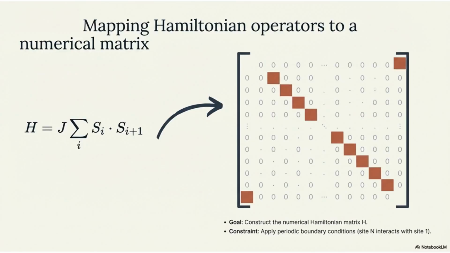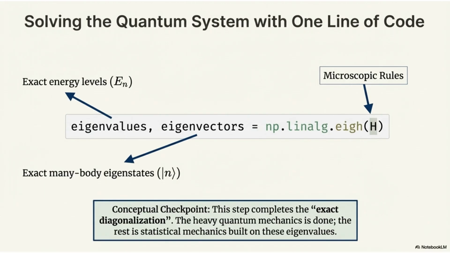The numerical matrix construction maps the Hamiltonian operators to a banded matrix, which includes diagonal and off-diagonal elements, with the constraint of periodic boundary conditions. Solving the quantum system is achieved with a single line of code, using NumPy's linear algebra function to compute the exact energy levels and exact many-body eigenstates. This completes the exact diagonalization.